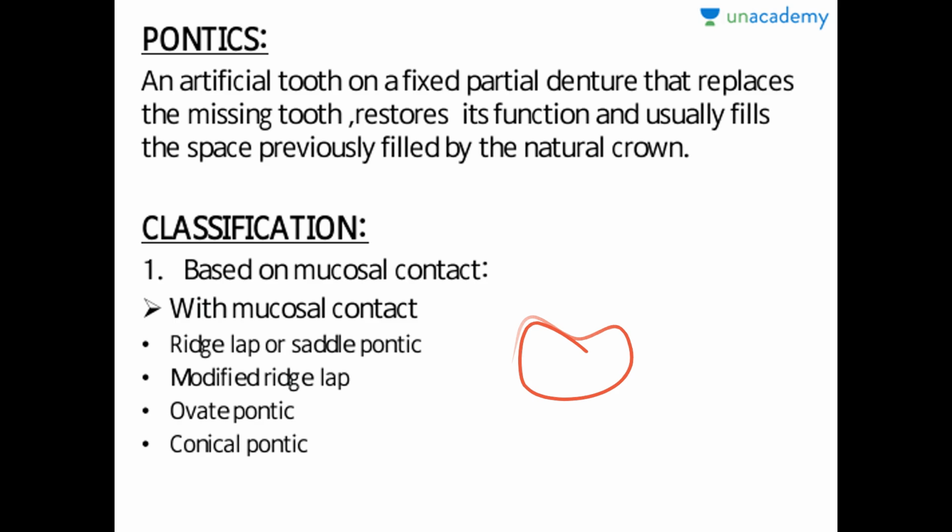Then modified ridge lap, it just covers the labial surface of the tooth, it doesn't cover the lingual surface of the tooth. Ovate pontic is an O-shaped pontic that is oval in nature. It also just covers the labial surface. And conical pontic is an egg-shaped pontic that is conical in nature and it also covers the labial surface.